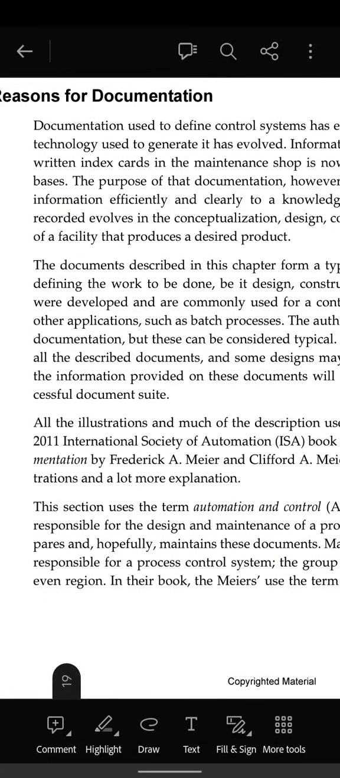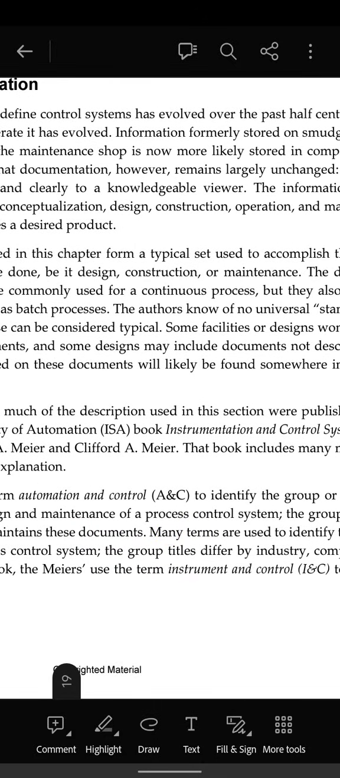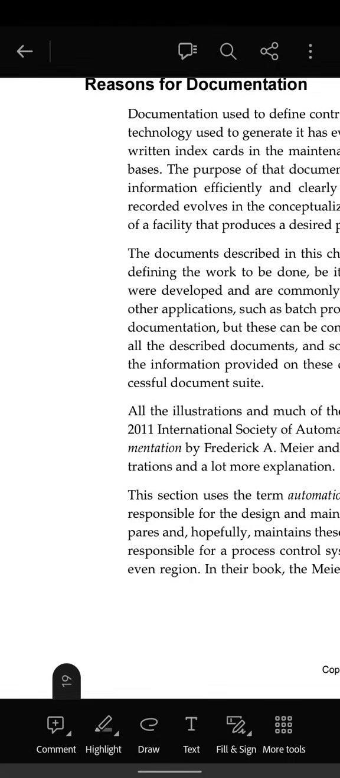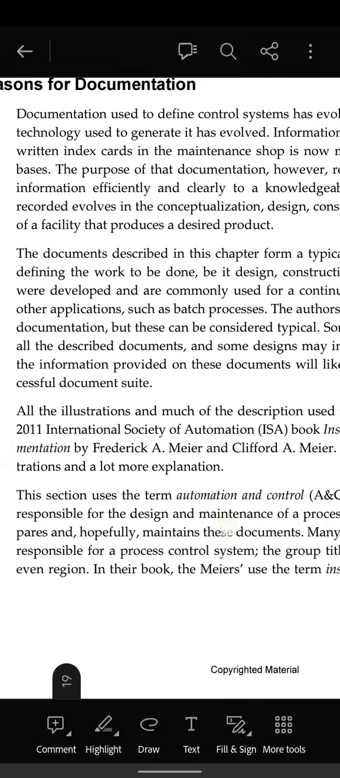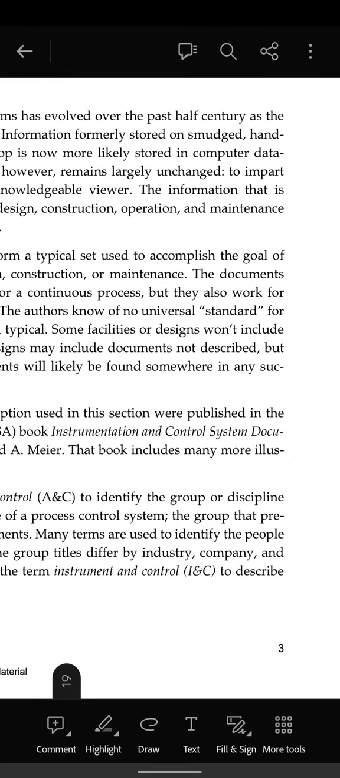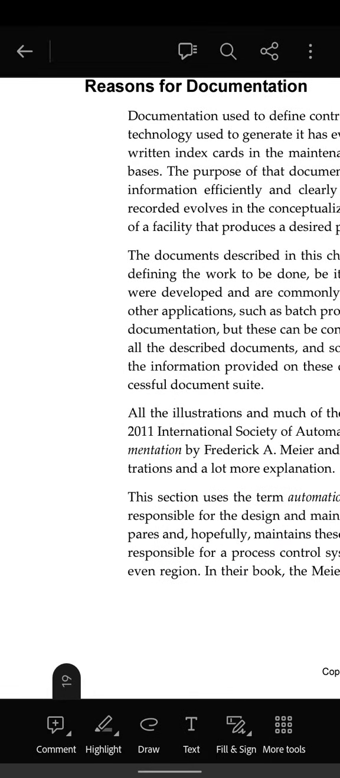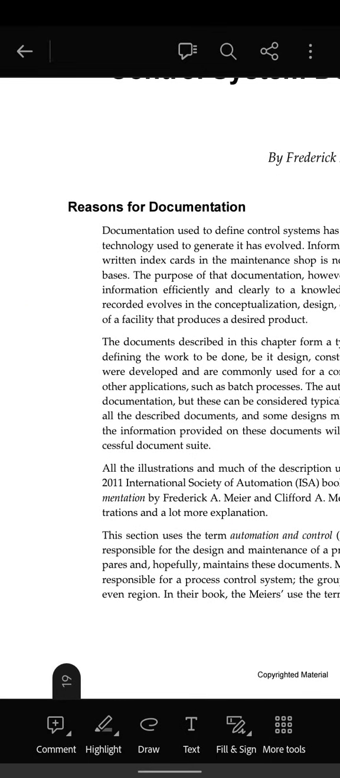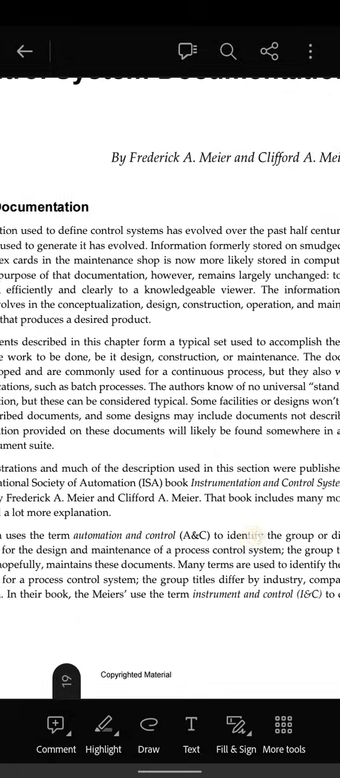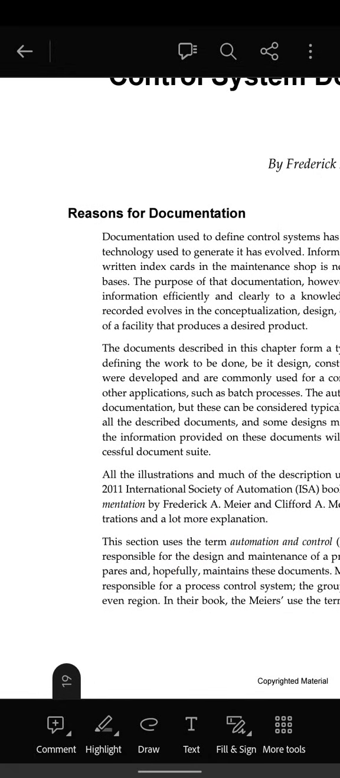All the illustrations and much of the descriptions used in this section were published in the 2011 International Society of Automation (ISA) book Instrument and Control System Documentation by Frederick A. Meyer and Clifford A. Meyer. Their book includes many more illustrations and a lot more explanation.